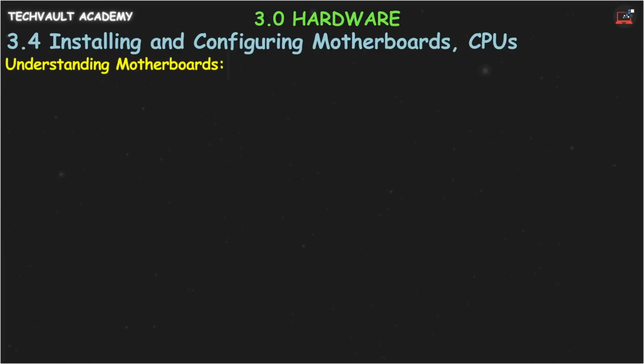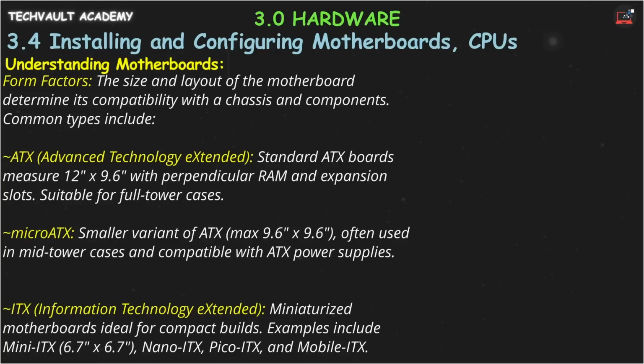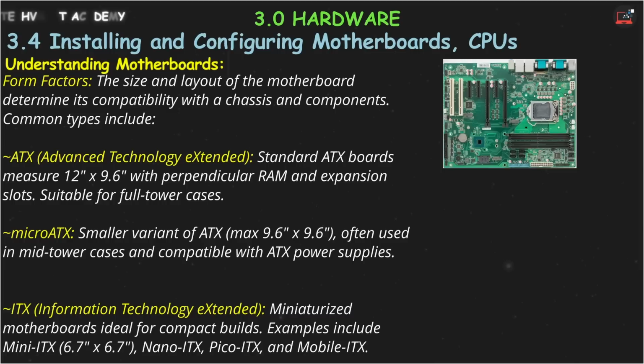Understanding motherboards, form factors. The size and layout of the motherboard determine its compatibility with a chassis and components. Common types include ATX, Advanced Technology Extended. Standard ATX boards measure 12 inches by 9.6 inches with perpendicular RAM and expansion slots, suitable for full tower cases.